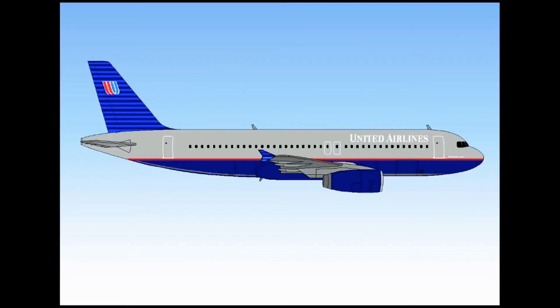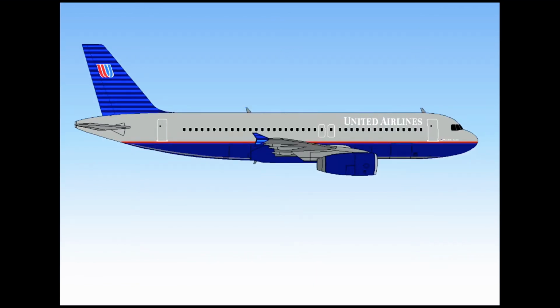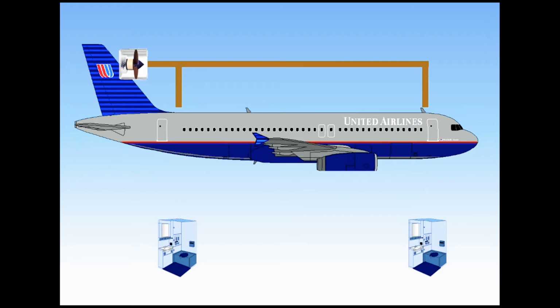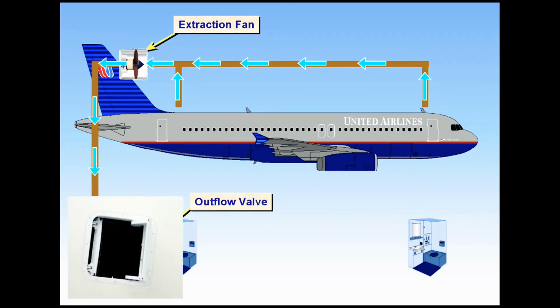There are two ventilation systems on the A320, the lavatory and galley system, and the avionics ventilation system. The lavatory and galley system is completely automatic. Cabin air is passed through the lavatory and galley areas and is removed from these areas by an extraction fan. The fan pulls air into an extraction duct and then releases it overboard through the outflow valve. Note, the extraction fan runs continuously provided electrical power is available.